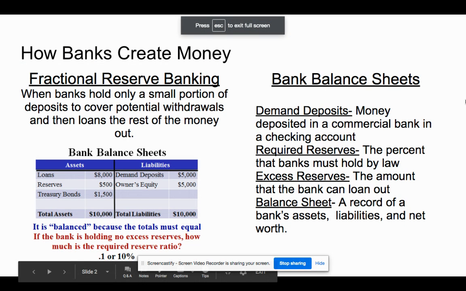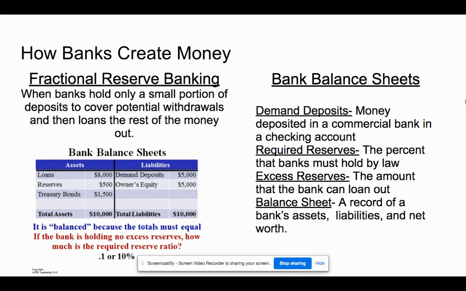Hello, children. Welcome back. Today, we're going to be talking about how banks create money. Yes, you heard me right. Banks create money out of thin air as if it was magic. The way that they do this is by making a loan.